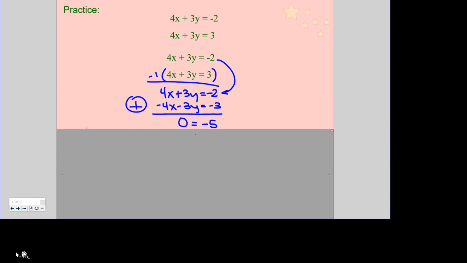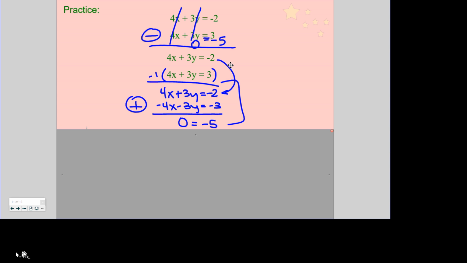Regardless of what you do, when I subtract these, this board being misaligned is quite annoying. Once I subtract these, the 4x minus 4x eliminates, and the 3y minus 3y eliminates, leaving us with just a 0 on the left and a negative 5 on the right. So here it is, multiplied through by negative on the bottom equation. Is 0 equal to negative 5?